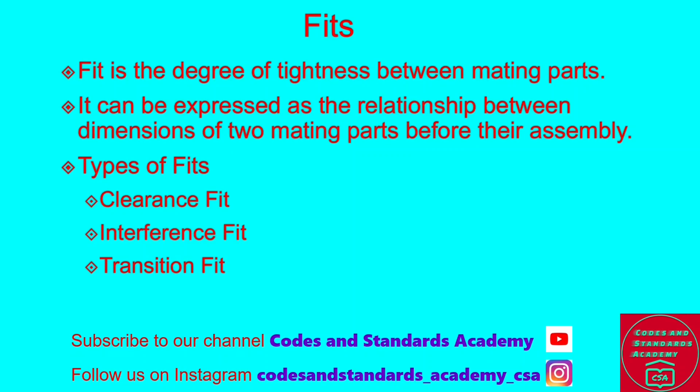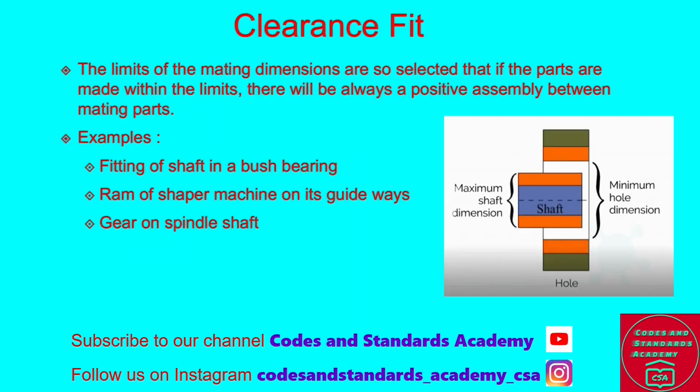Fits are of three types. Let's learn each one in detail. Coming to the clearance fit. The limit of mating dimensions are so selected that if the parts are made within the limits, there will be always a positive allowance between the mating parts. As you see in this picture, we have always given some space on both the sides, that is called a positive allowance. Examples: fitting of shaft in a bush bearing, ram of a shaper machine on its guided ways, gear on a spindle shaft.